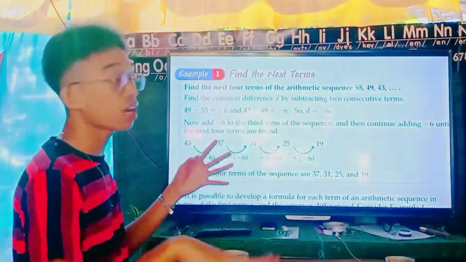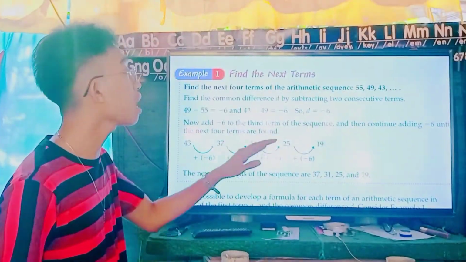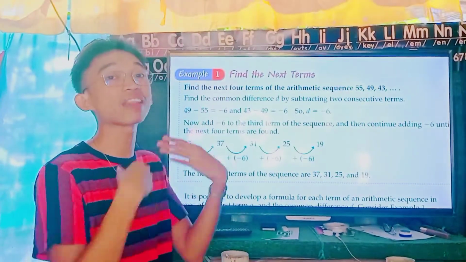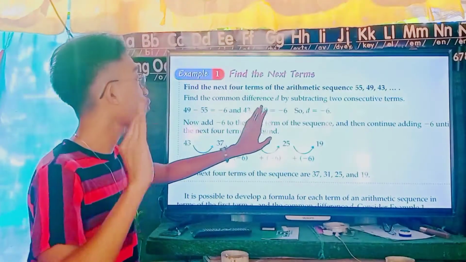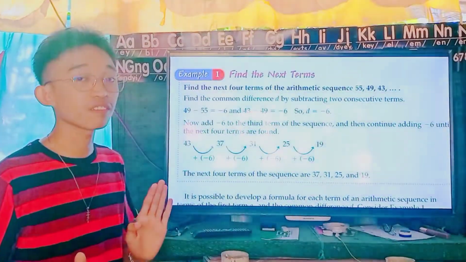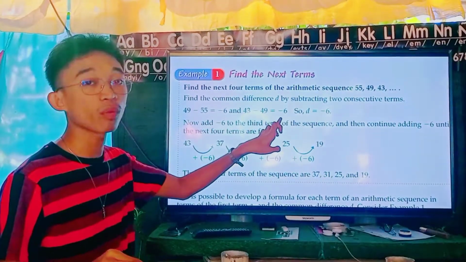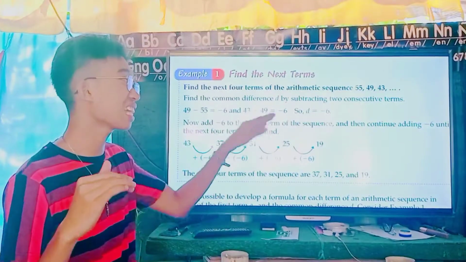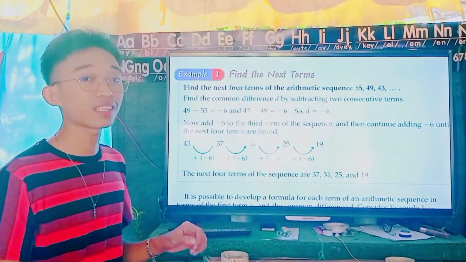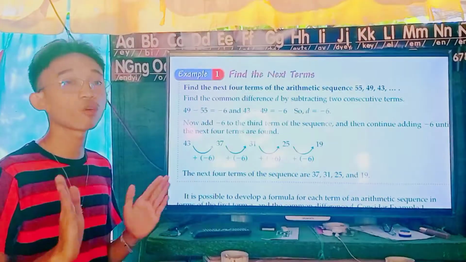In order for you to know if that common difference is really correct, you also have to do the same with the other terms. So, 43 minus 49 is equal to negative 6. Since they have the same answer, negative 6, your common difference in this sequence is negative 6. That is now our common difference in order for us to get the next four terms.